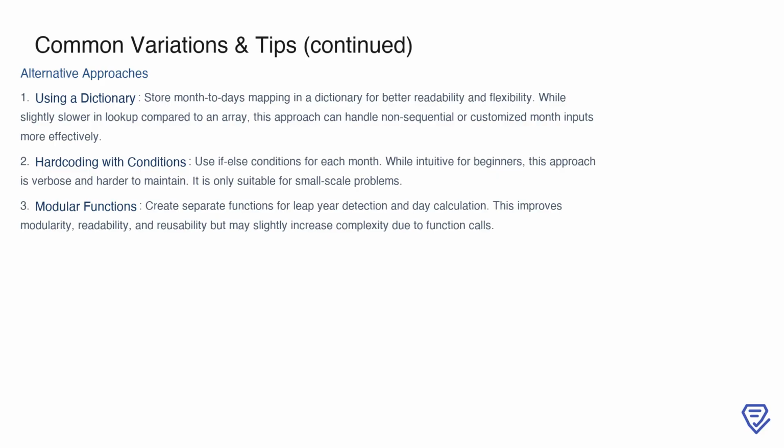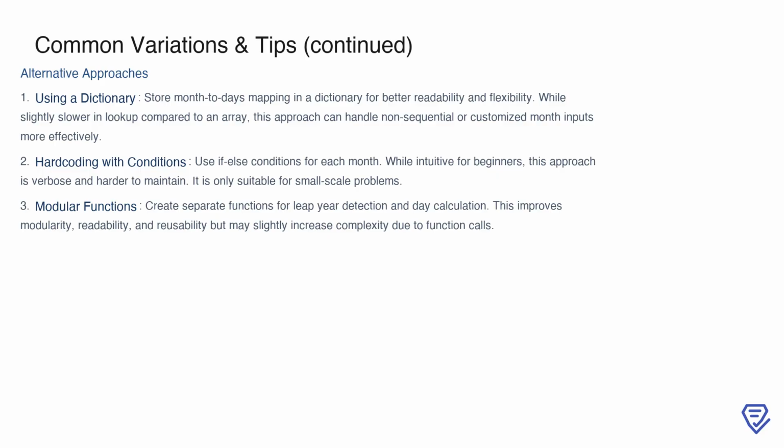There are several alternative approaches to solving this problem, each with its own advantages and trade-offs. Using a dictionary to store the mapping of months to days is a great option for better readability and flexibility. While a dictionary may be slightly slower in lookup compared to an array, it's especially useful when handling non-sequential or customized inputs. Another approach is to hardcode month values using if-else conditions.